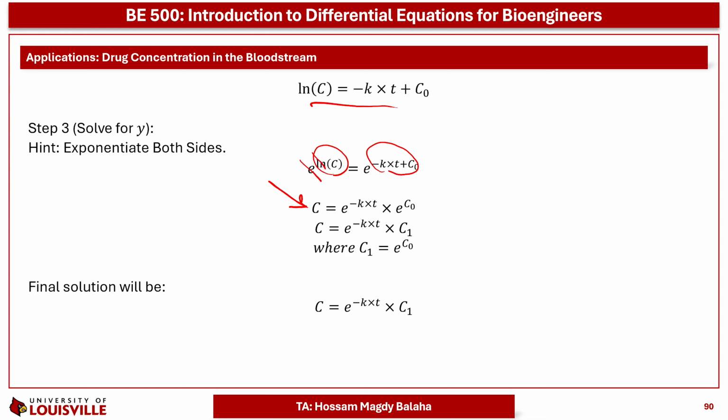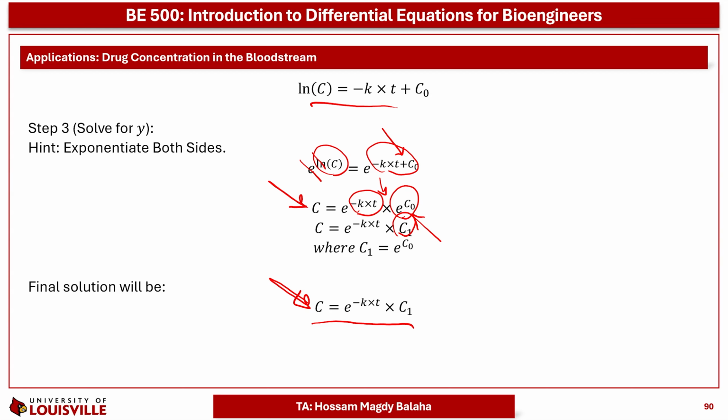So we have c equal to the exponential of negative kt multiplied by the exponential of c naught. Again, addition in the exponential is converted into multiplication. Convert this to another constant, let it be c1. So we have this equation. The final solution will be c of t equal to the exponential of negative kt multiplied by a constant c1.